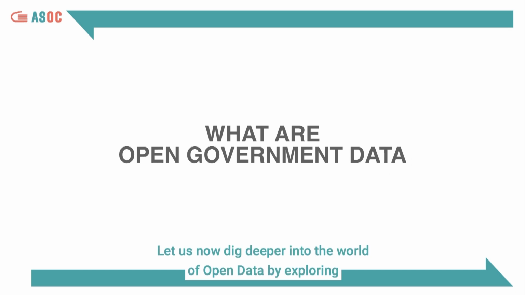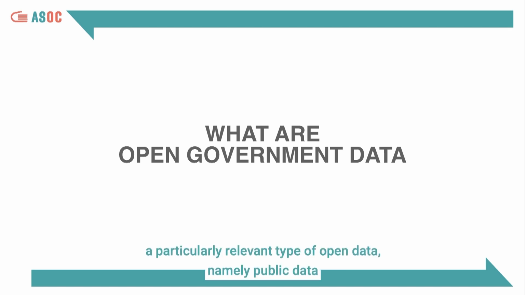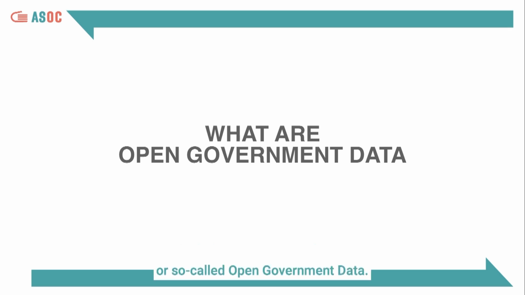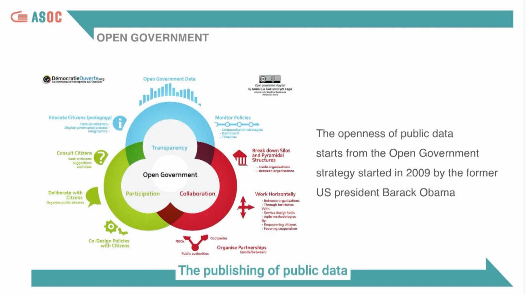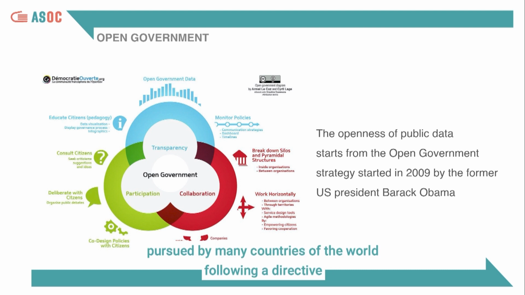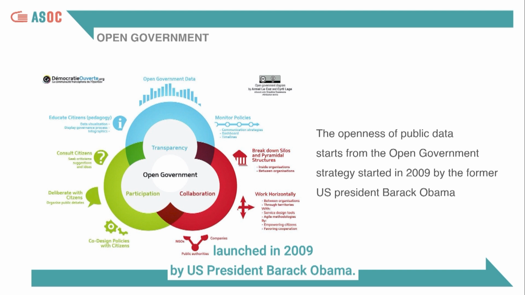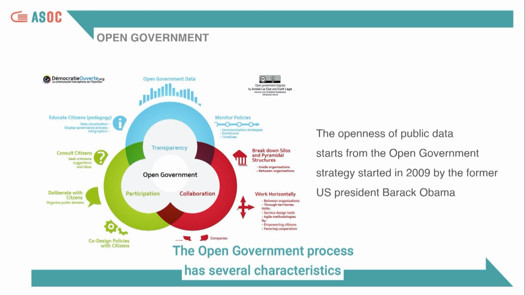Let us now dig deeper into the world of open data by exploring a particularly relevant type of open data, namely public data, or open government data. The publication of public data is part of the broader open government strategy pursued by many countries of the world, following a directive launched in 2009 by US President Barack Obama. The open government process has several characteristics, including open data, which constitute a fundamental part of it.